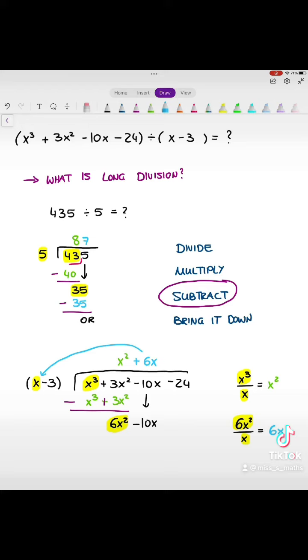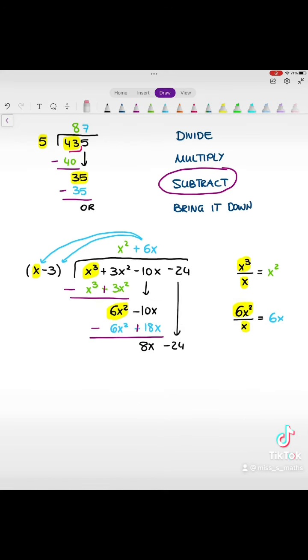Since this is a positive value, we're actually writing down plus 6x up there, and we're multiplying the bracket again. Again, when we're subtracting, make sure to change your signs. So all positives turn into negatives, and all negatives turn into positives. And then we have the minus 10x plus 18x giving us 8x. We bring down the minus 24 and do that one last time. So 8x is now divided by x, and we're left with positive 8.